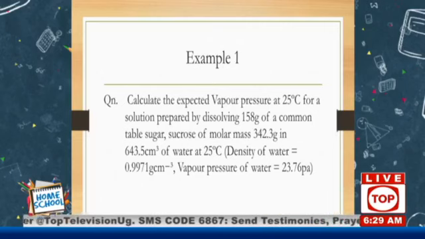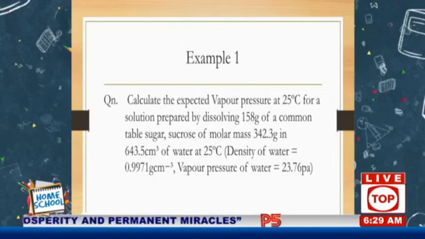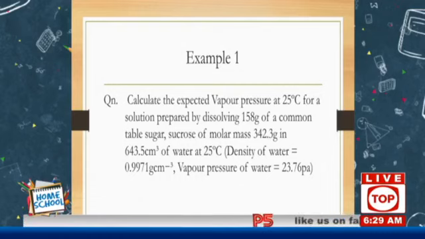That is the question. Inside the question you see that the table sugar is the solute. That means you have been given the mass of a solute as 158 grams. We have been given the density of water and the volume. That means once you are given density and volume, you'll be able to get the mass. Then 342.3 grams, that is the molar mass of a solute.